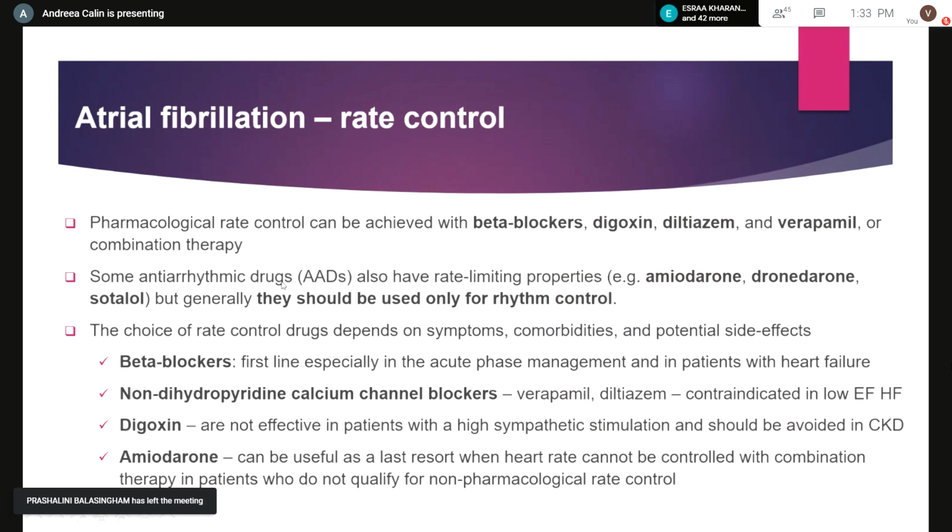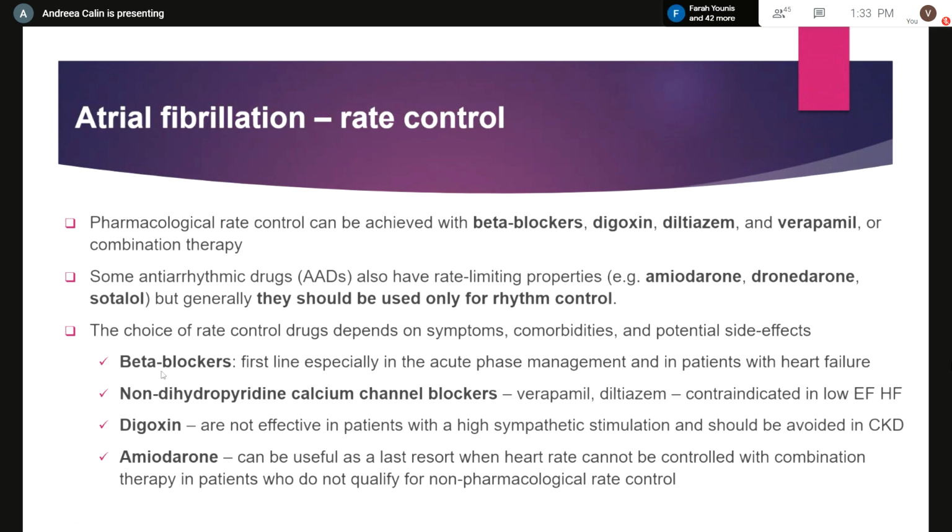Some antiarrhythmic drugs also have rate-limiting properties, but generally they should be used only for rhythm control, such as amiodarone or dronedarone, that have pro-arrhythmic effects in the long term. The choice of rate control drugs depends on the symptoms, comorbidities, and potential side effects.